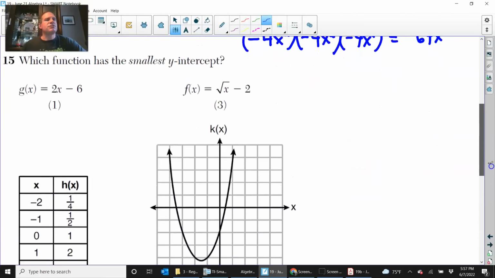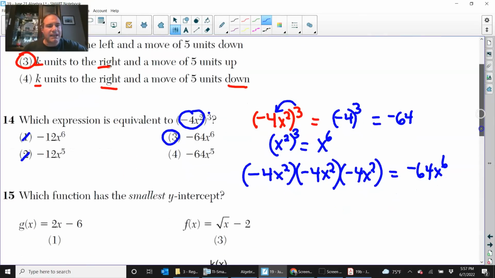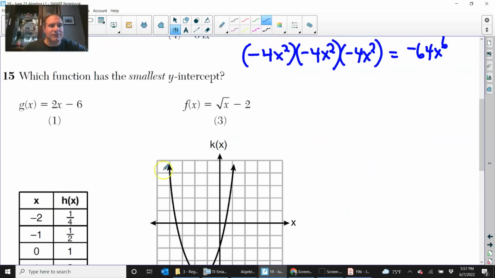So this next question, number 15: which function has the smallest y-intercept? I am just going to go ahead and start listing the y-intercepts. If it says smallest, I guess it's least. All right, so not m. I don't know why I'm putting down m for slope, but b equals negative 6 here.